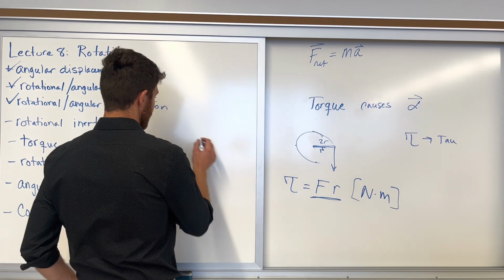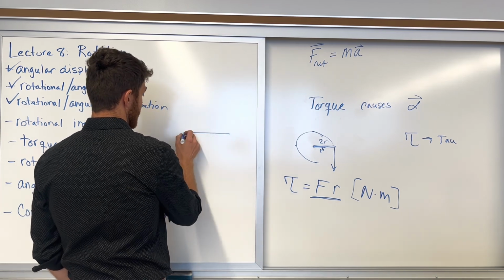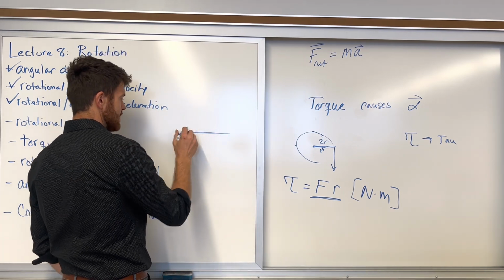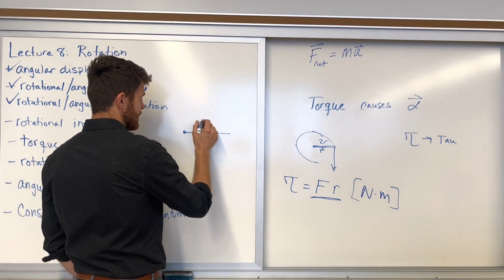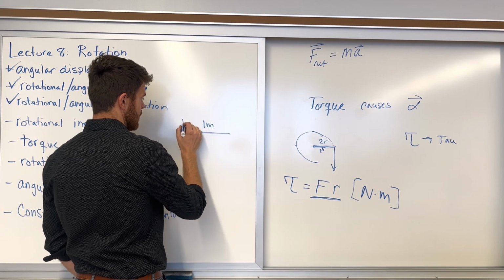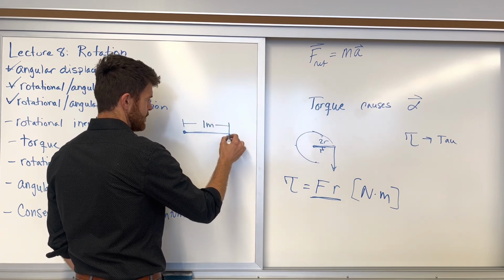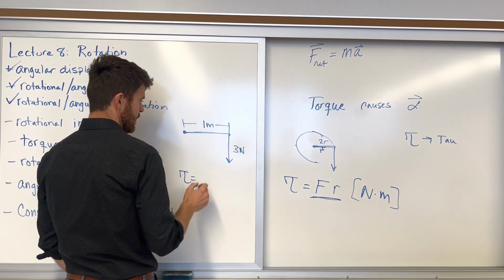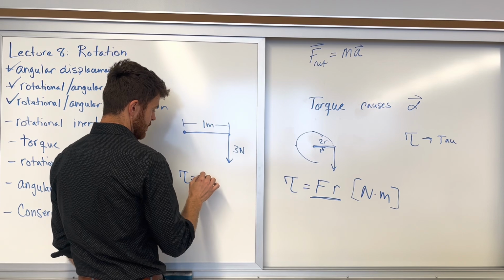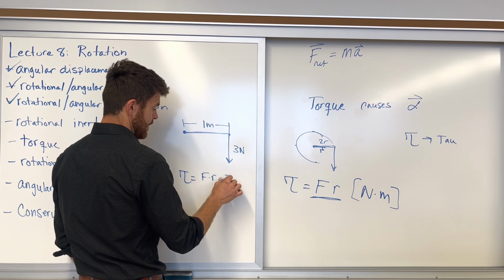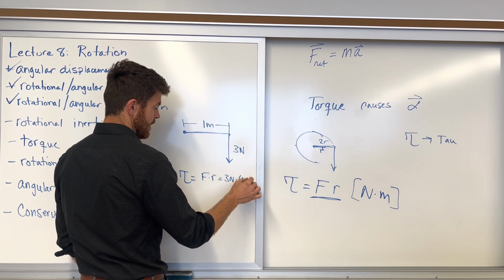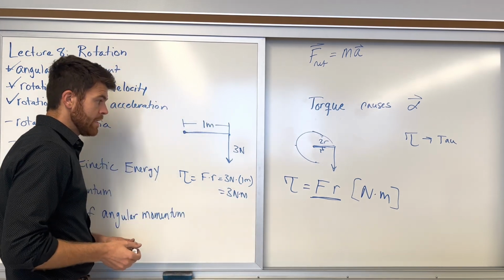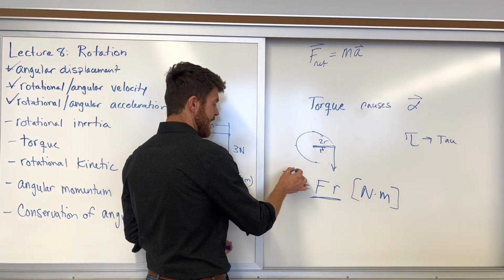potential angular acceleration. So if you had some object that's about to rotate about this point, so this is the rotational axis, and this has a distance of 1 meter, and a force of 3 newtons is applied, the torque is equal to F times r, which is equal to 3 newtons times 1 meter, 3 newton meters. Okay? Now, torque is a vector too.